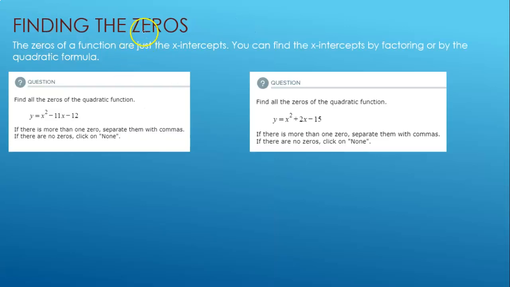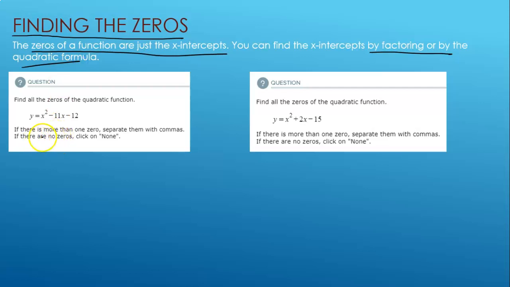Now, let's talk about how to actually calculate the zeros. So you need a new topic, write finding the zeros and underline it. The zeros of a function are just the x-intercepts. So I want you to write that down. The zeros of a function are just the x-intercepts. You can find the intercepts by factoring or using the quadratic formula.